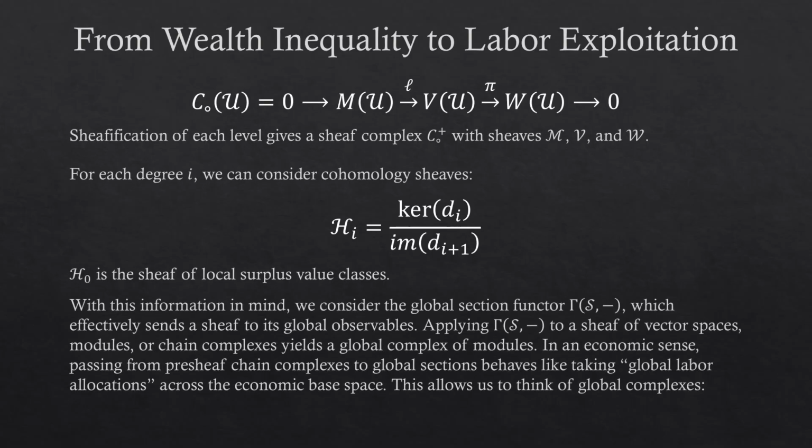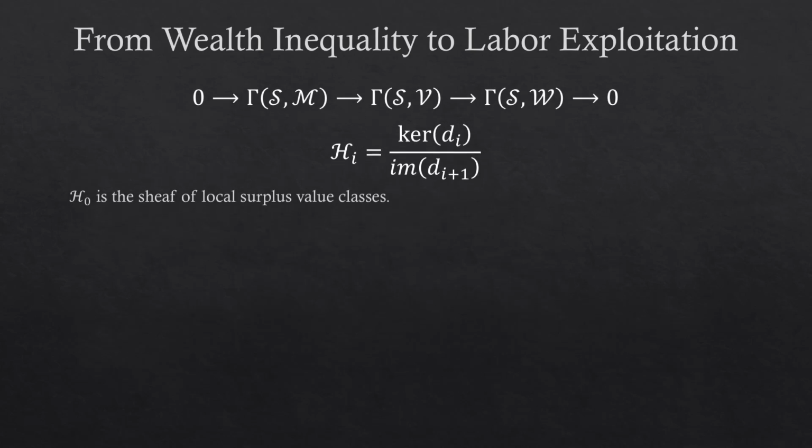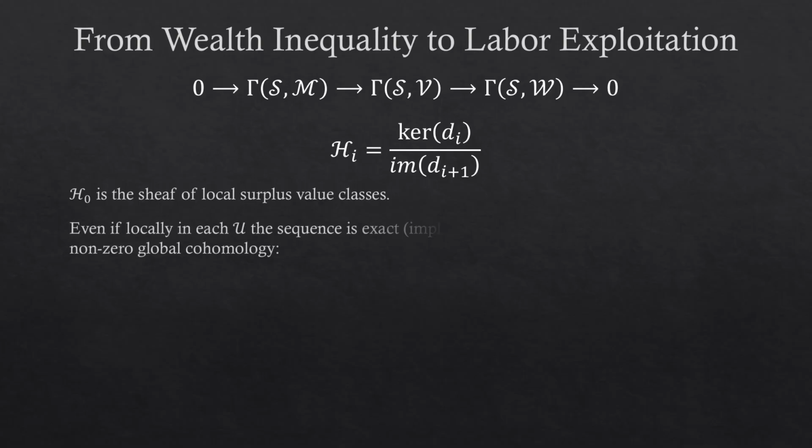With this information in mind, we consider the global section functor, which effectively sends a sheaf to its global observables. Applying this global section functor to a sheaf of vector spaces, modules, or chain complexes yields a global complex of modules. In an economic sense, passing from pre-sheaf chain complexes to global sections behaves like taking global labor allocations across the economic base space. This allows us to think of global complexes. Even if locally in each U the sequence is exact, implying no local exploitation, we may still have a non-zero global cohomology.